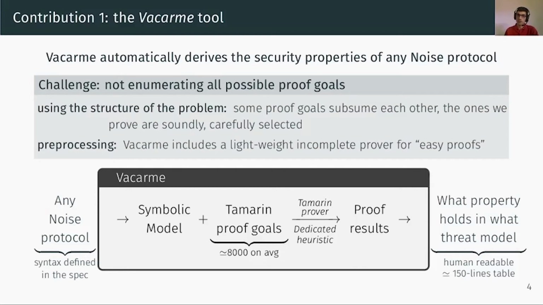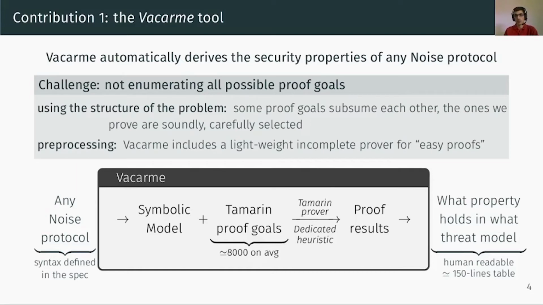Vacarme parses the noise protocol and outputs a symbolic model for your protocol and a set of carefully selected proof goals. What I mean by carefully selected is that we cover more than 10 to the 12 threat models, but we only enumerate about 8,000 proof goals on average.